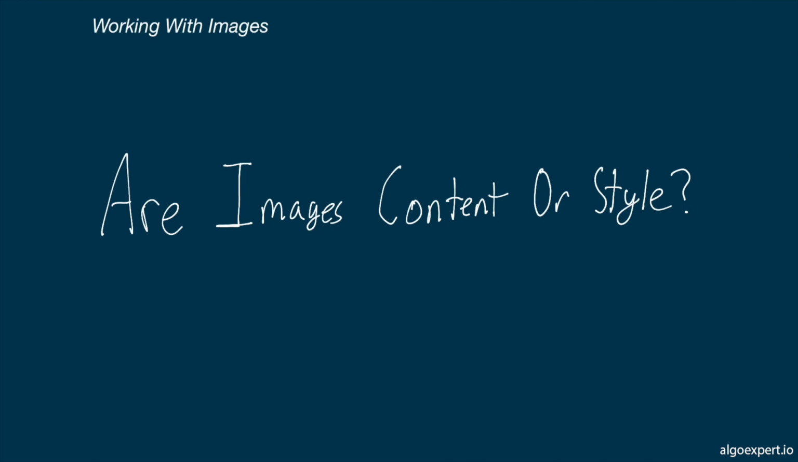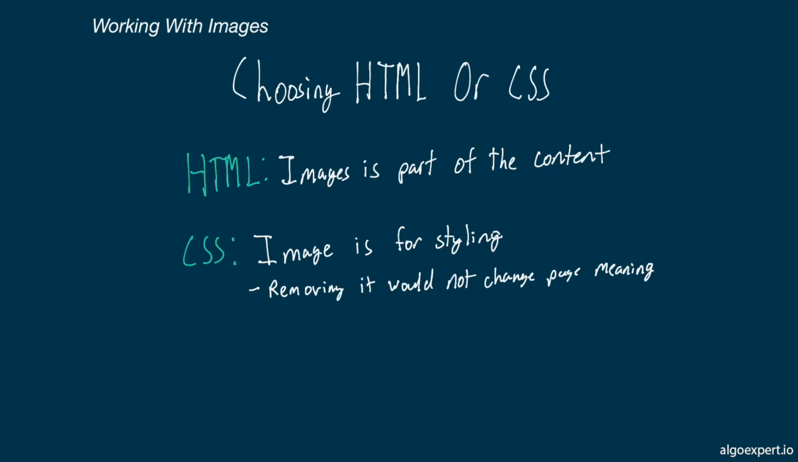In this video, we're going to be discussing images and how we can use them in CSS, and when we should use them in CSS instead of the HTML image tag. And at the core of this discussion is the question, are images content or are they style? If they are content, then they belong in the HTML, since that's the markup of our content. But if they are style, then they belong in the CSS, since that is our style sheet. And this is actually going to be the deciding factor that we will be using.